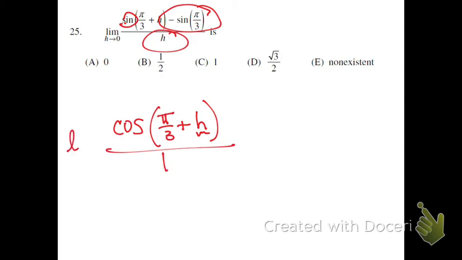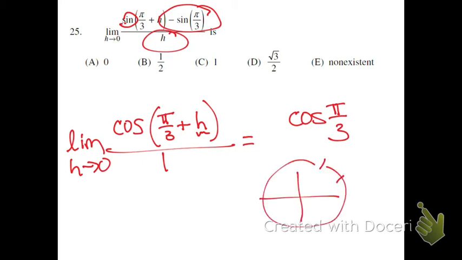Reevaluate the limit. Plugging in that h is 0, we get cosine of pi over 3. Okay, so look at your unit circle. What is the cosine of pi over 3? Pi over 3 is this guy right here, and those values are in this order. So the cosine of pi over 3 would be 1/2. Okay, so that's L'Hopital's rule.